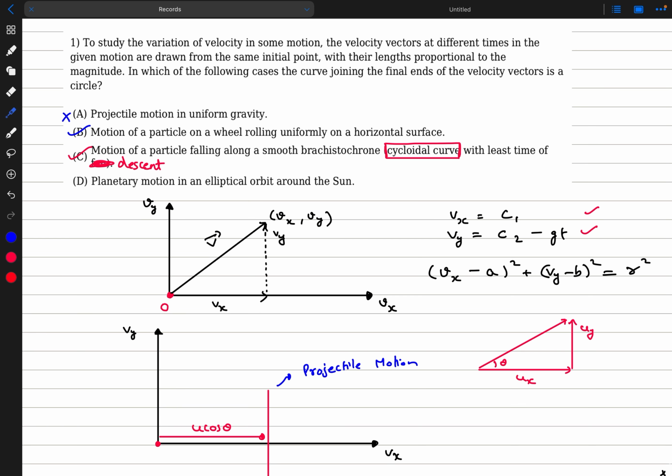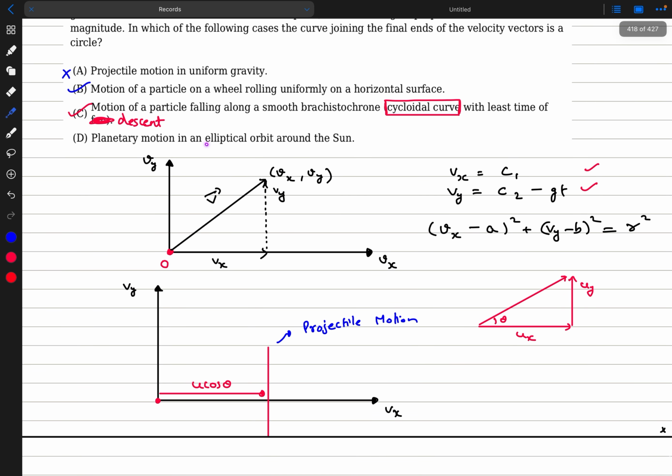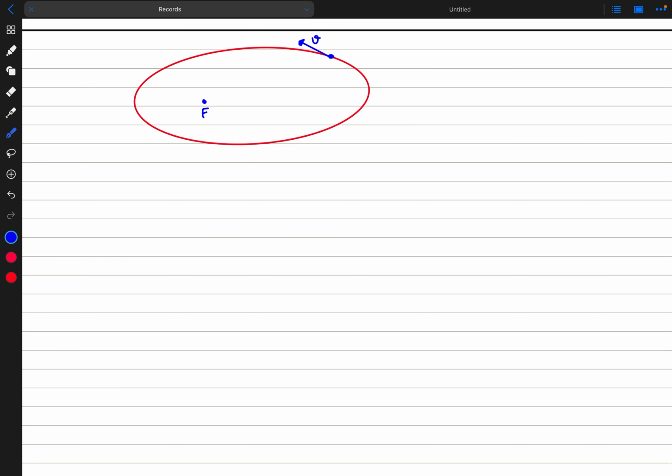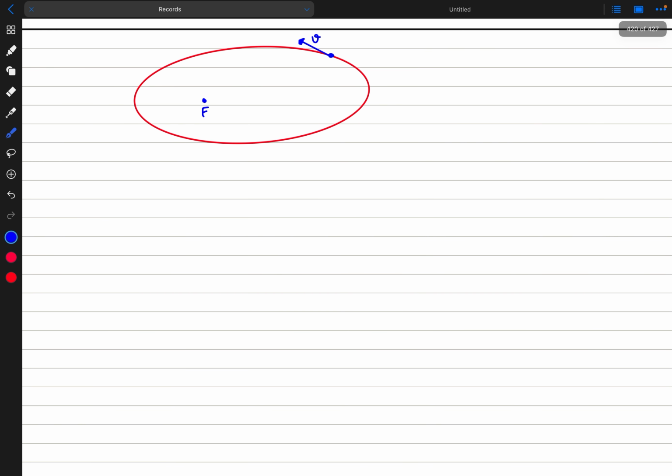So now coming to the elliptical orbit of a planet around the sun. So now we are talking about the elliptical case. The sun is going to be at the focus and the particle is moving along the elliptical curve. So what will be the hodograph in this case? Once again, we need to figure out what Vx and Vy look like as functions, and we need to come up with a relation among them.